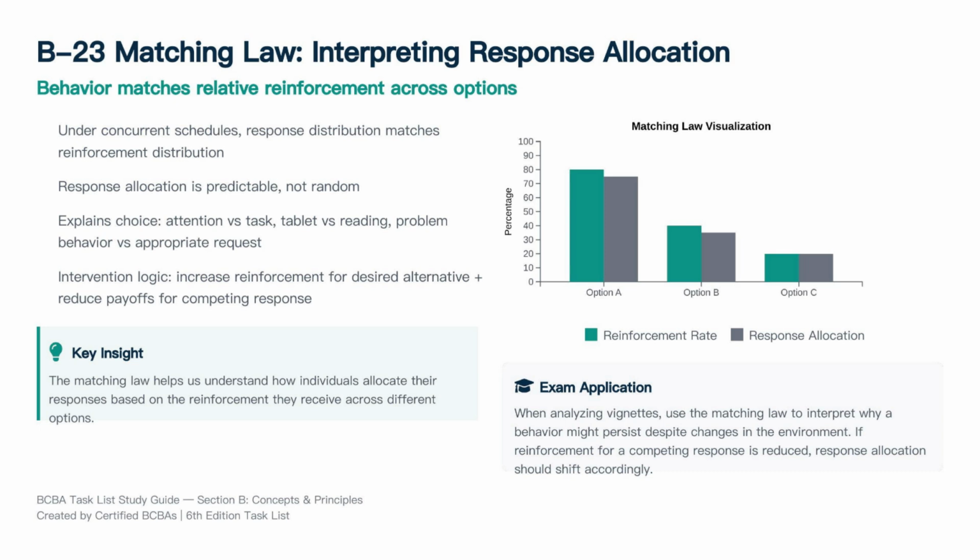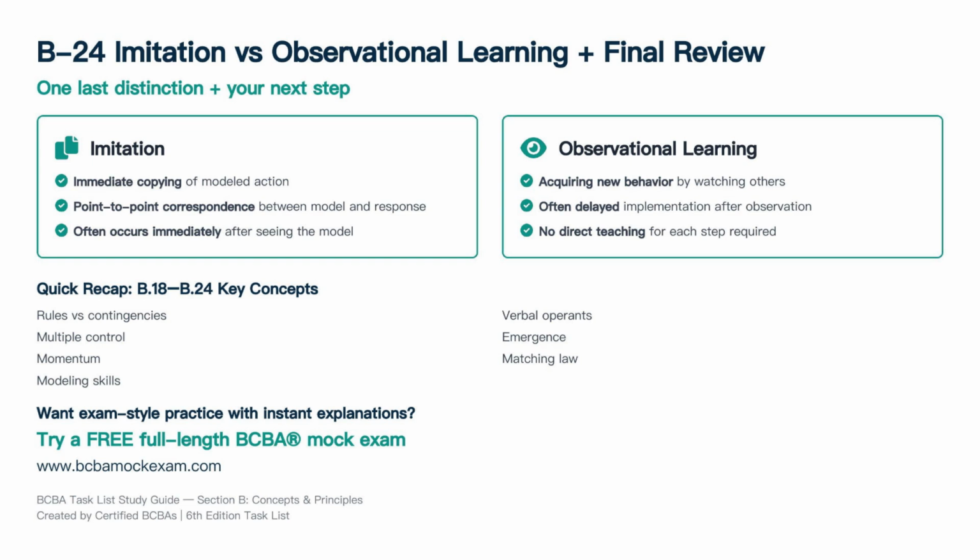Matching law helps you interpret response allocation under concurrent choices. Responding tends to distribute in proportion to reinforcement across options, so choices like task versus attention, tablet versus reading, or problem behavior versus an appropriate request become predictable rather than random. Intervention logic follows directly. Increase reinforcement for the alternative you want and reduce payoffs for competing responses, and you should see allocation shift accordingly. To close, keep imitation and observational learning distinct.